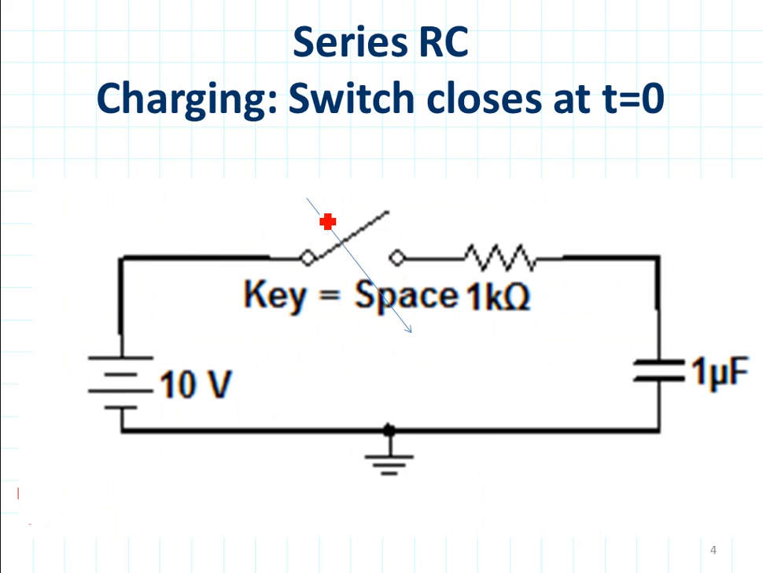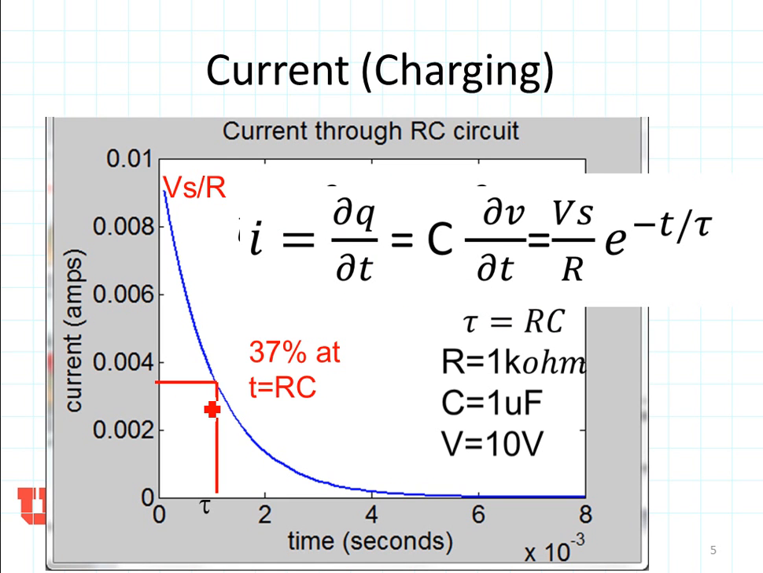So let's review. Last time we talked about a circuit where the switch closed at time t equal to 0, connecting this resistor and capacitor to the voltage source. We discovered that the current went from 0 and suddenly jumped up, it changed instantly, to Vs over R, and that the equation became Vs over R e to the minus t over tau, where tau equals RC, and that is the time constant. At the time constant tau, this current has fallen down to 37% of its original value.